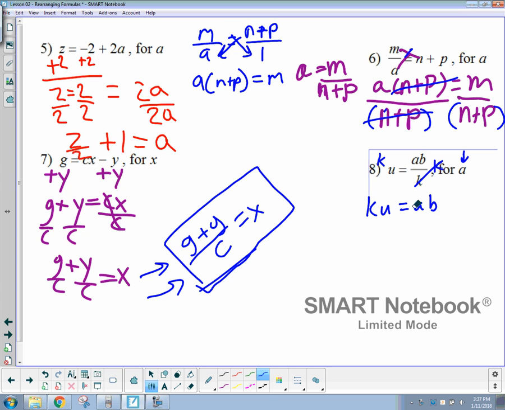Okay? Remember, letters next to each other means they're being multiplied. We need to get rid of this B, so the opposite of multiplication is division. So divide by B. Put a little dot there to multiply. Same thing here, it's being multiplied. What you do to one side, you do the other. So those cancel. So now your answer should be K times U equals B.